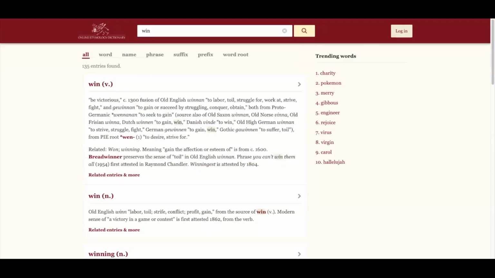If I look up the word win, it comes from Old English winnen, to labor, toil, struggle for, work at, strive, and fight. And it goes on and on. There is no mention of winter, the fourth longest, coldest season, right? So because they don't have a connection through their story, their history, they can't be in the same family together. They just happen to share 3 letters that are the same, but they are not in the family.